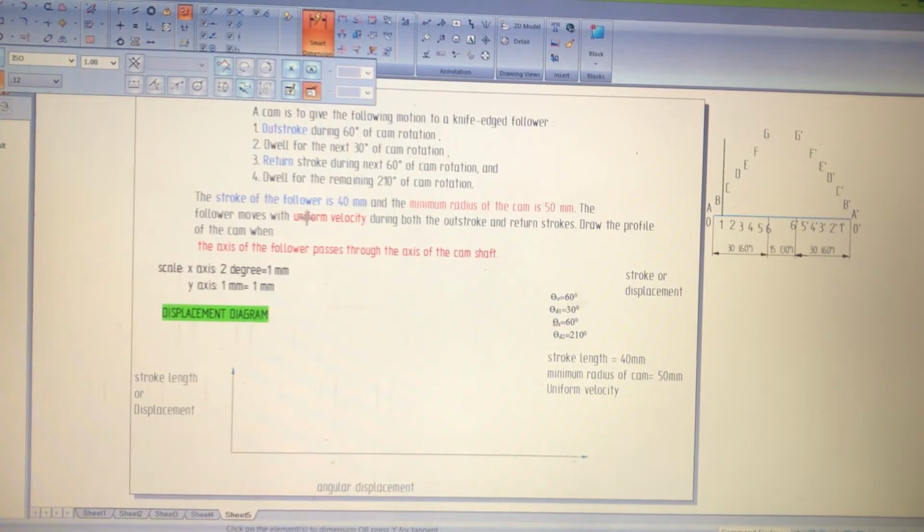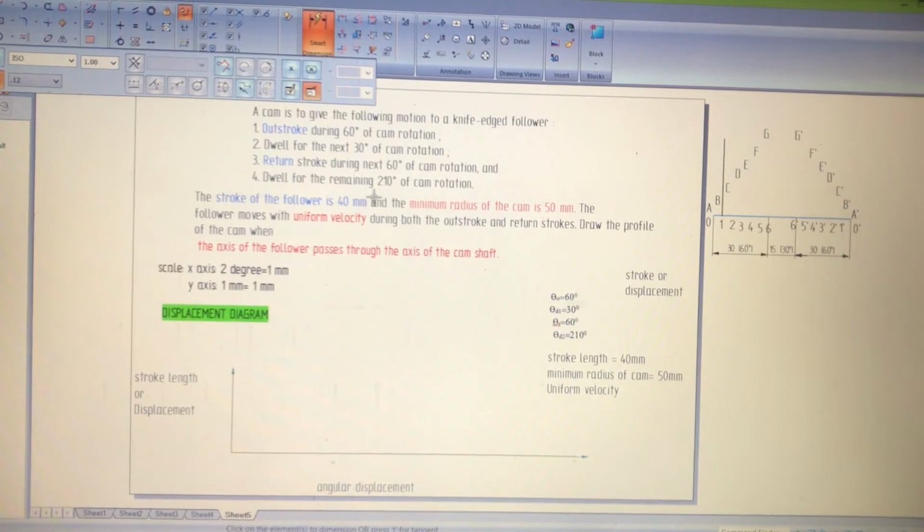The follower moves with uniform velocity. This one is very important. Make a note of this: uniform velocity and knife-edged follower. Uniform velocity during both the outstroke and return strokes. Draw the profile of the cam when the axis of the follower passes through the axis of the cam shaft. If the axis of the follower passes through the axis of the cam shaft, it is a radial follower. It is not an offset follower. Okay, this is the problem statement.